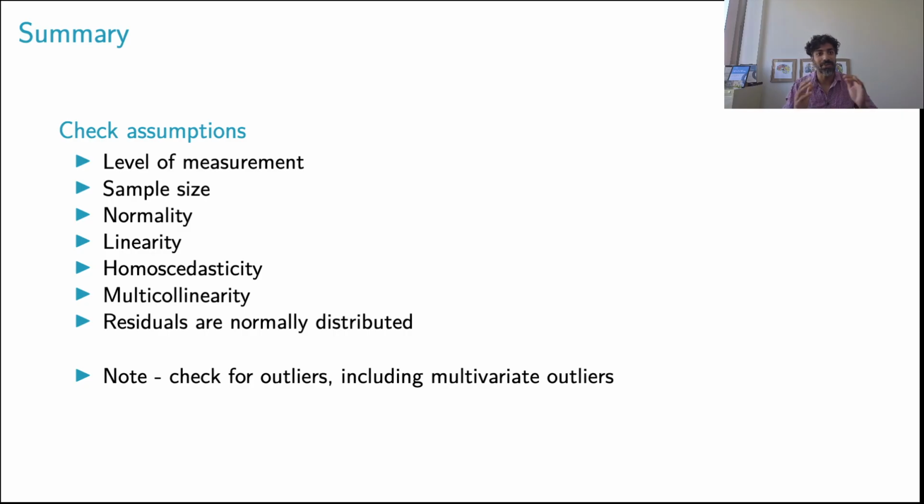linear regression. We went through all of these assumptions: the level of measurement, ensuring some sample size guidelines, normality, linearity, homoscedasticity, multicollinearity, and that the residuals are normally distributed. And then we also talked about outliers, including multivariate outliers, and it's important to check for these things because your results may differ as a consequence of outliers.